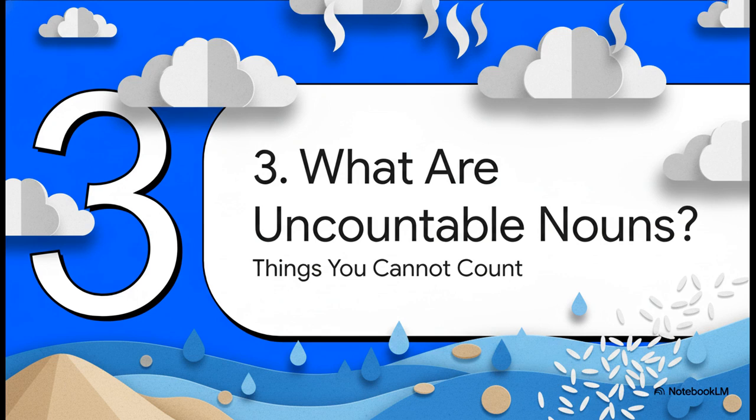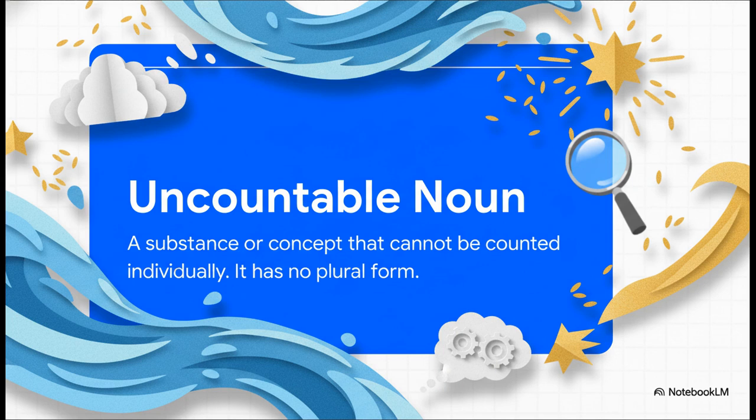Okay, now for the second group, uncountable nouns. These are a little different. Instead of thinking of them as individual items, we think of them as a whole thing, like a big mass or substance. An uncountable noun is something you just can't count up individually. You wouldn't say 1 water, 2 waters, would you? You just say water. And that brings us to the most important rule. It doesn't have a plural form.